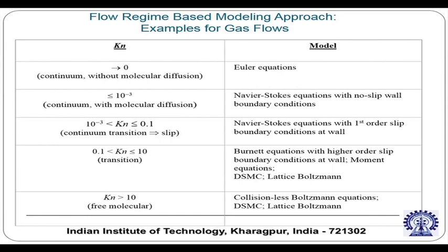0.1 to 10 is typically the transition regime, where it is a transition of the behavior from the continuum to the free molecular regime, and typically one can capture the physics by using an equation which is a bit higher order accurate than the Navier-Stokes, which is called the Burnett equation, and with higher order slip boundary conditions. However, you can also use the direct simulation Monte Carlo and the lattice Boltzmann. For Knudsen number greater than 10 it is a free molecular flow, so one can use the collisionless Boltzmann equation, DSMC or lattice Boltzmann model.